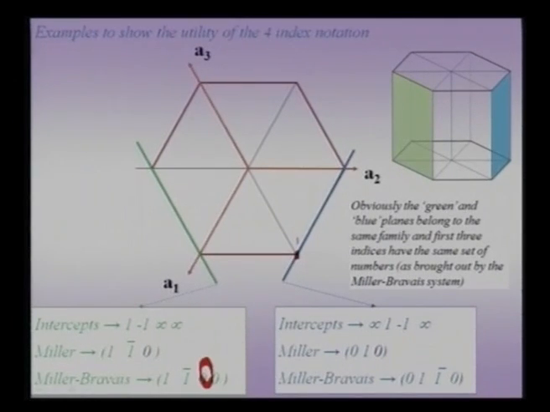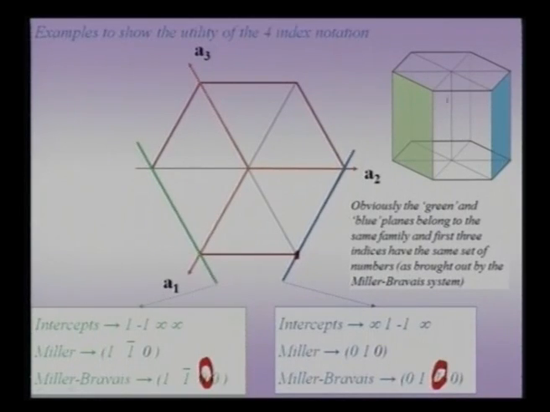My Miller indices, or the Miller-Bravais indices, would be: I take my reciprocals, this becomes 0, this becomes 1, this becomes minus 1, which I write as 1 bar, and this is 0. So, my Miller-Bravais index is 0 1 1 bar 0, but suppose I were using just 3 index notation, the Miller indices, that means I do not have my third index here, this would be 0 1 0, right. Clearly, the green plane and the blue plane as far as the lattice goes are identical.